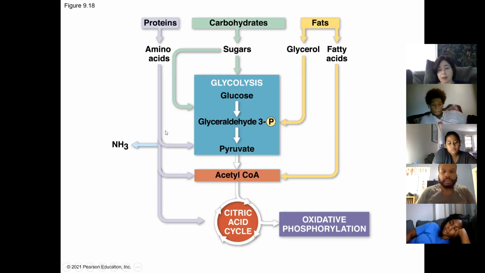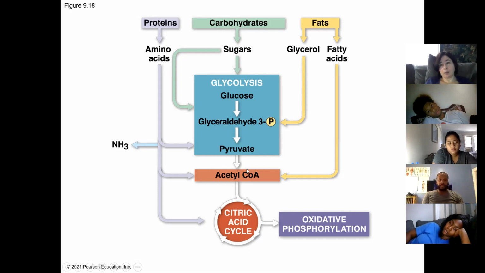Amino acids can enter cellular respiration through transformation. They have to be transformed, but they can enter as pyruvate. They can enter as glucose itself, a transformed amino acid. Or they can enter as acetyl coenzyme A, okay? So what I'm showing you is that glycolysis is a very, very important part, because in glycolysis, you can substitute glucose by metabolizing other molecules as well, right?